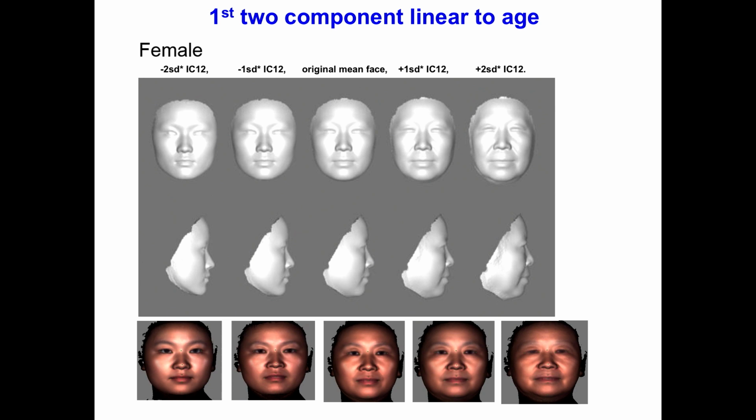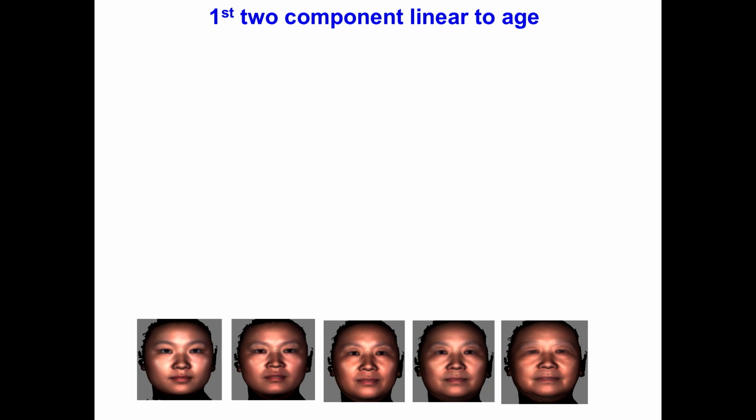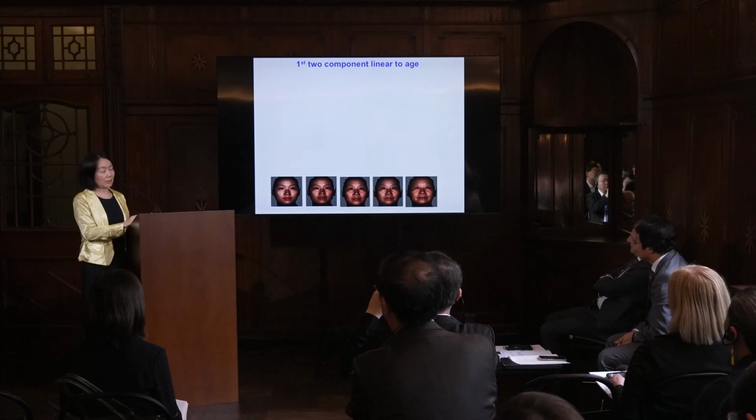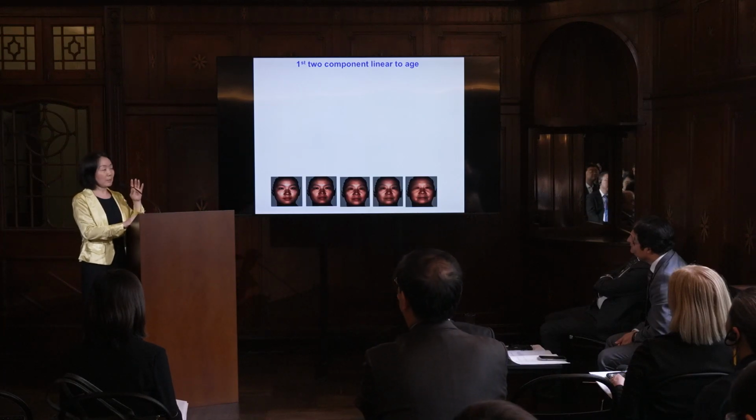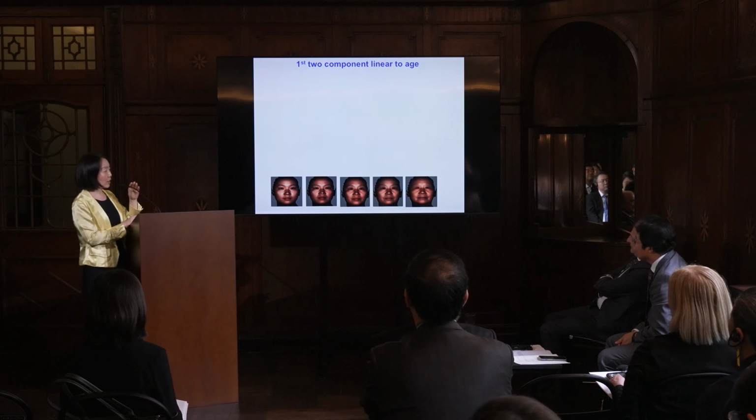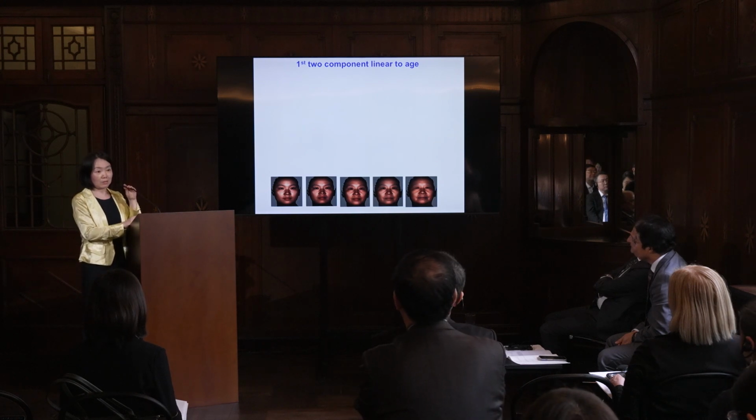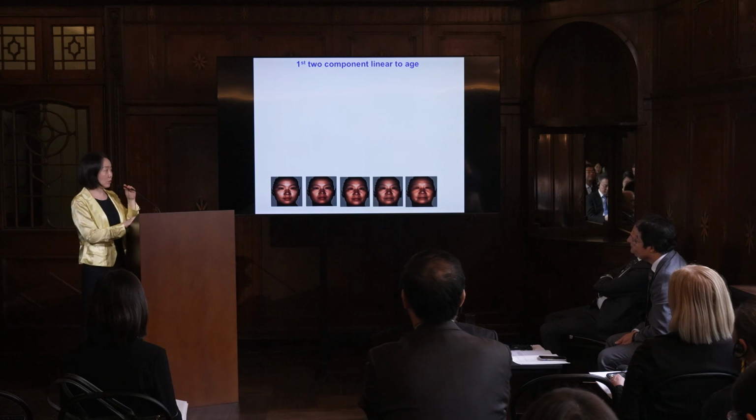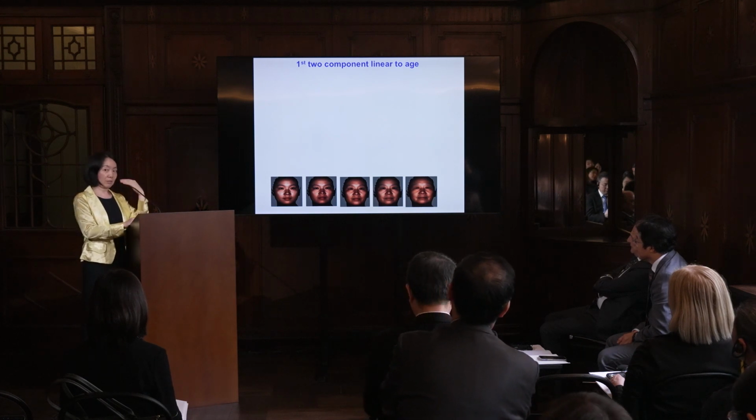Okay. From 20s, 30s, 40s, 50s, and 60s. And you can already, by your eye, look at the features of aging on the face, right? For example, what do you see? The number of wrinkles increases, right? And also the eye corner droops.